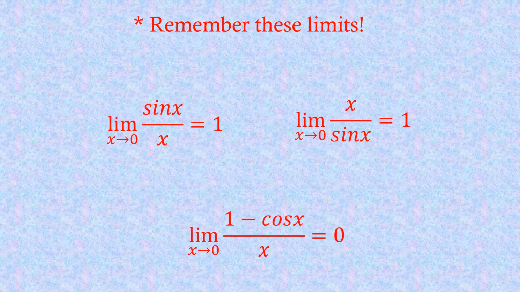I don't have a place for you. Well, you should have written the answers down here. Notice that the limit as x approaches 0 of x over sine x, because it's just the converse of this, is the exact same thing. They're reciprocals. So it's the same thing. Okay?